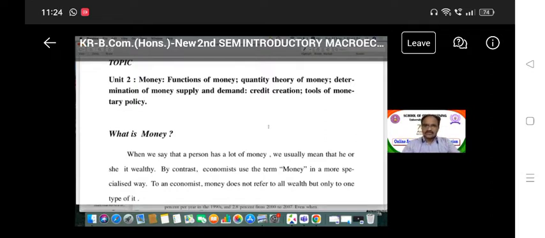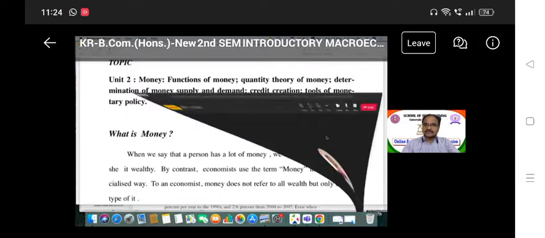Today we are going to discuss the second unit of this syllabus, that is money. In this unit, we are going to discuss the concept of money, what is money and the functions of money, the quantity theory of money, the determination of money supply and money demand, what is credit creation, and what are the tools used in monetary policy. These are very important topics which we are going to discuss in today's class.